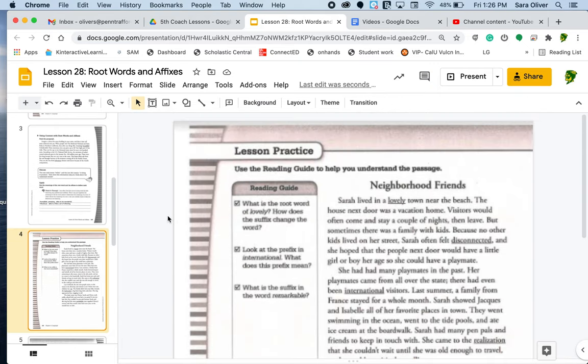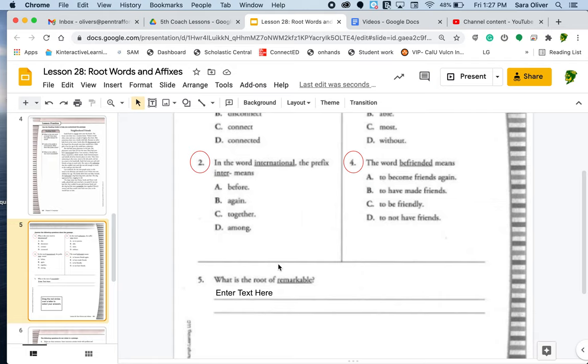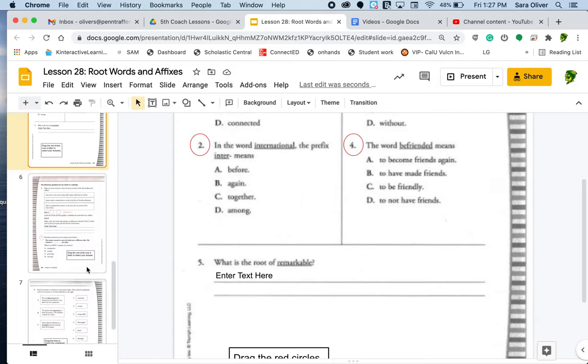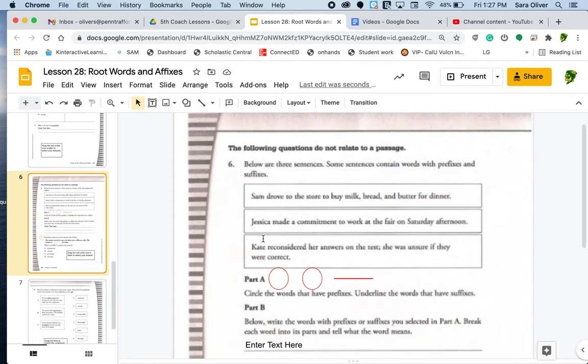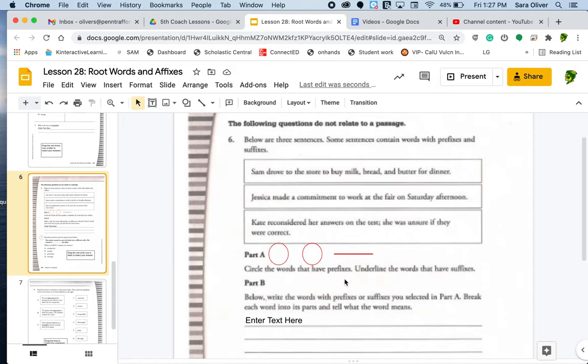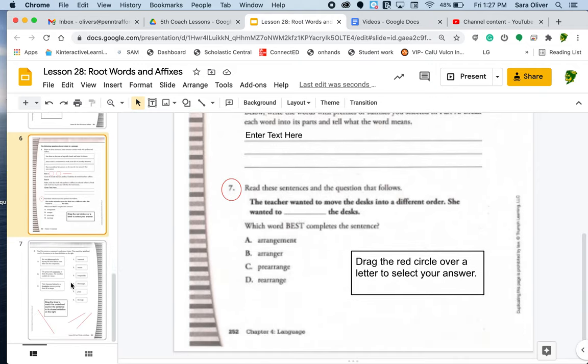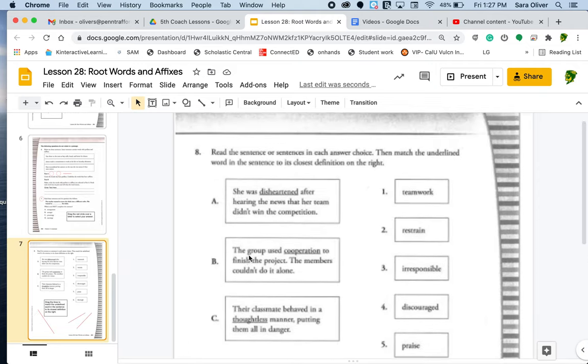Okay, so now it's your turn. You have a passage called Neighborhood Friends, and you have a couple reading guides for you to look at. This will help you later. They're going to ask you some questions, multiple choice, one short answer. Then you have what looks like an activity where you're dragging circles and a line. Here's another multiple choice for you. And then finally, you have a matching activity.